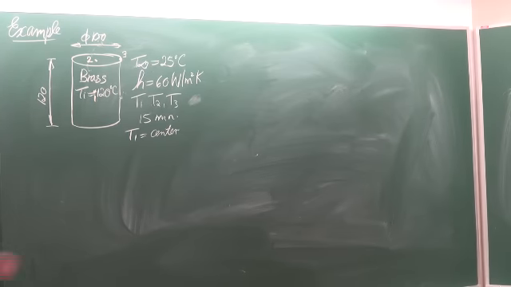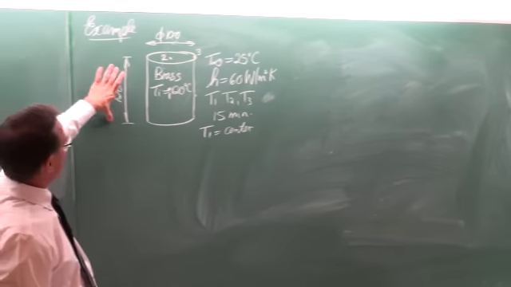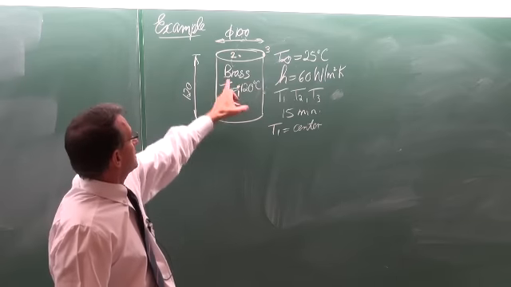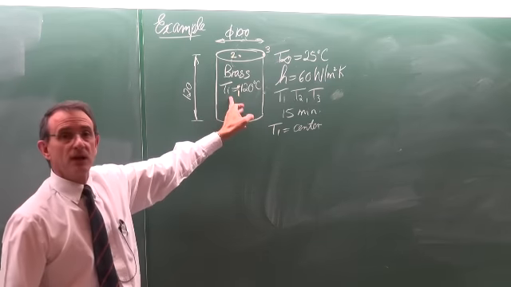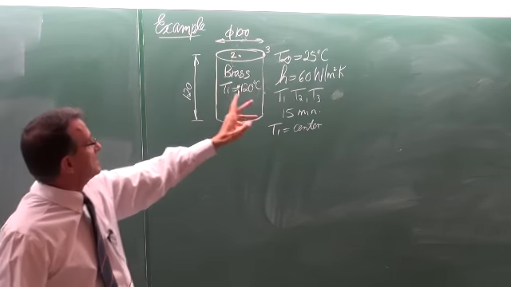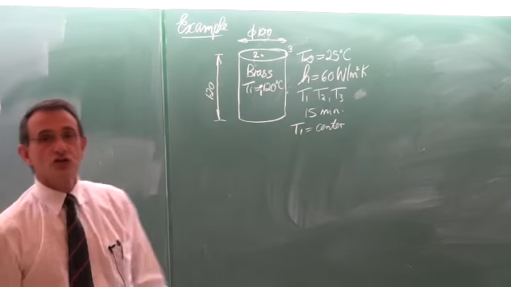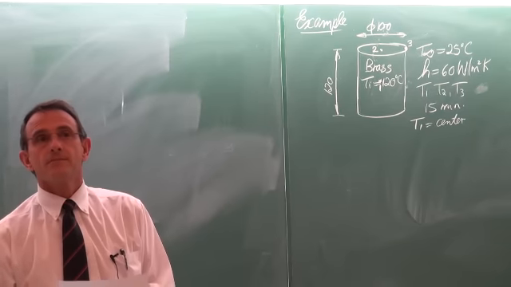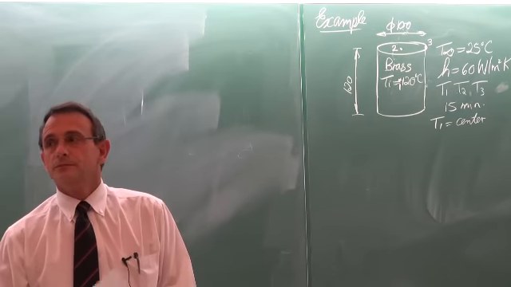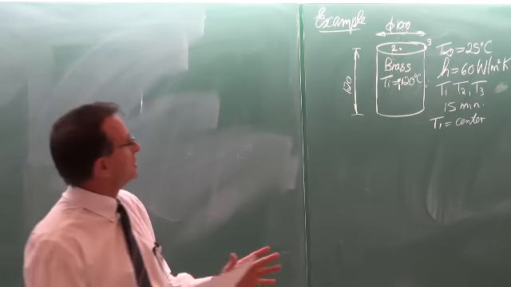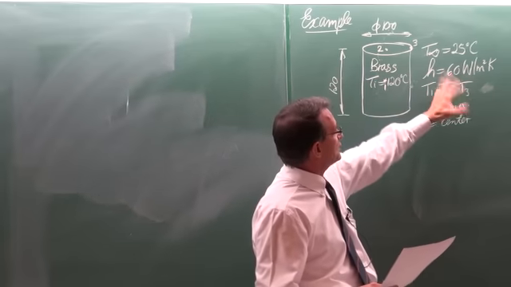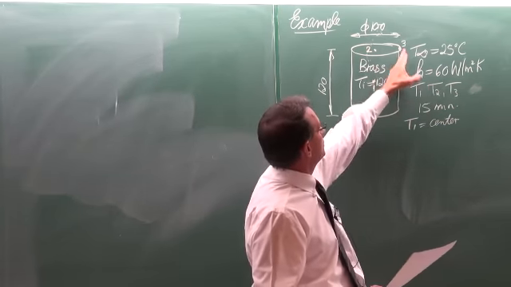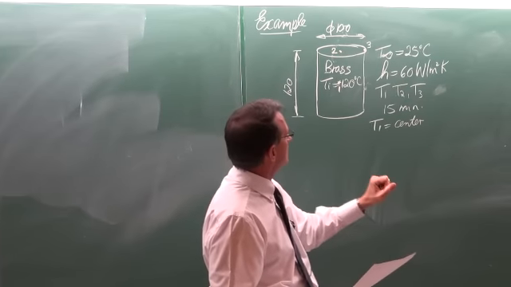Do you all have the problem? Short cylinder, height 120 millimeters, diameter 100 millimeters. It's made from brass. Initial temperature 120 degrees Celsius. The outside temperature, T infinite, is 25, heat transfer coefficient 60. We want the temperatures T1, T2, and T3 after 15 minutes.